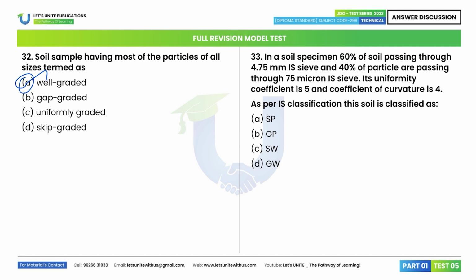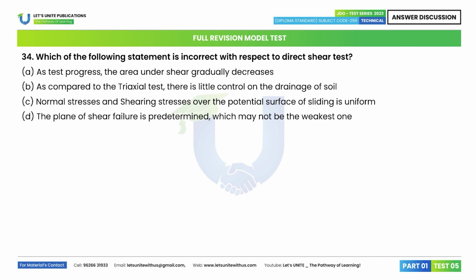Its uniformity coefficient is 5 and coefficient of curvature is 4. As per IS classification, soil is classified as GP. Option B. 34th question. Which of the following statements is incorrect with respect to direct shear stress? Incorrect nu kekranga. Idhula incorrect edunu pathina option C da. Normal stress and shearing stress over the potential surface of sliding is uniform.